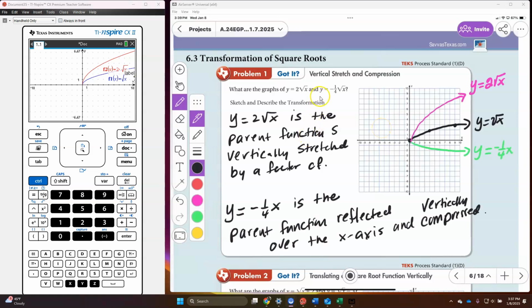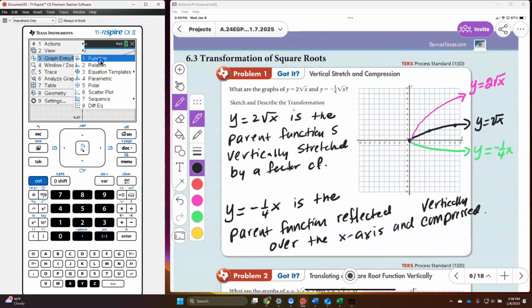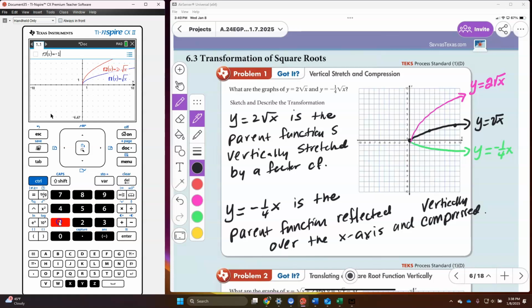Now we look at y equals negative 1/4 square root of x. We know that the negative is going to reflect the parent function and the 1/4 is going to compress it. So y equals negative 1/4 square root of x is the parent function reflected over the x-axis and vertically compressed. And I can do that here. I'm going to go ahead and type in negative 1/4, and then we have the square root of x. And you can see that.